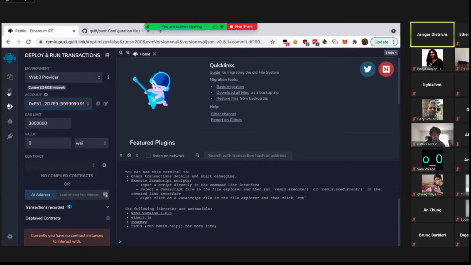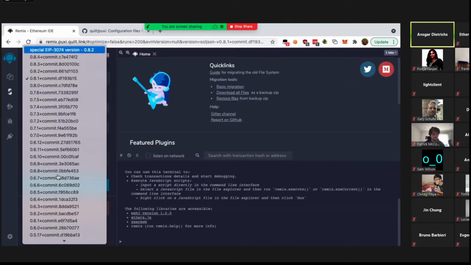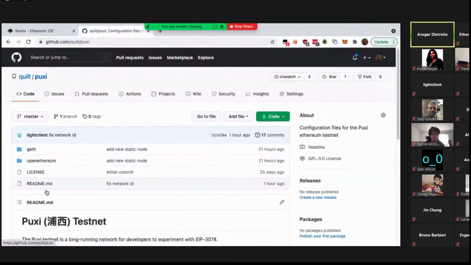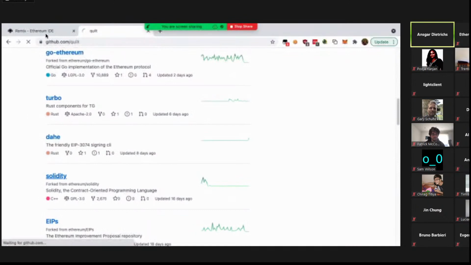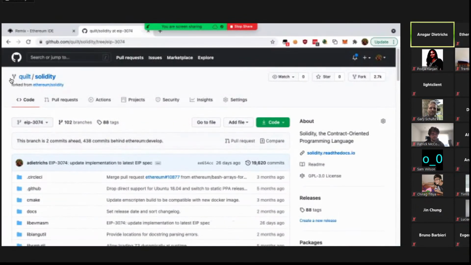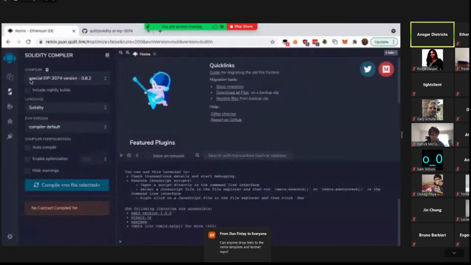And the nice thing here is if you look at the compilers, we have a special EIP-3074 compiler. We forked Solidity as well, and we have an EIP-3074 branch. If you want to locally use the compiler as well, you could just compile that. But instead, you can just use this integrated compiler, which is easier. And what it does is, we didn't want to make any decisions on how, of course, Solidity would implement it. So all we did was we only implemented it in Yul.